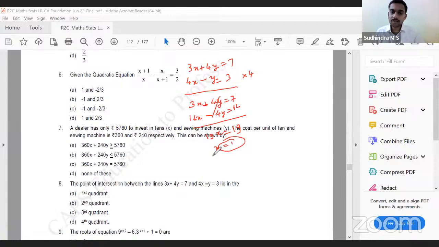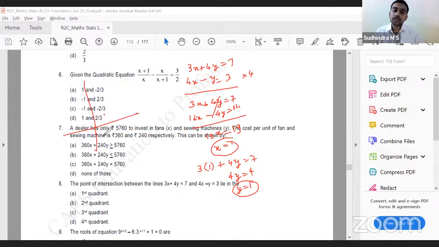If x is 1, what is the value of y? 3 into 1 plus 4y equals 7. So 4y will be equal to 4, or y equals 1. So x is equal to 1, y is equal to 1. The point (1, 1) comes here, which is the first quadrant. Correct? Yes, sir. So first quadrant, option A.